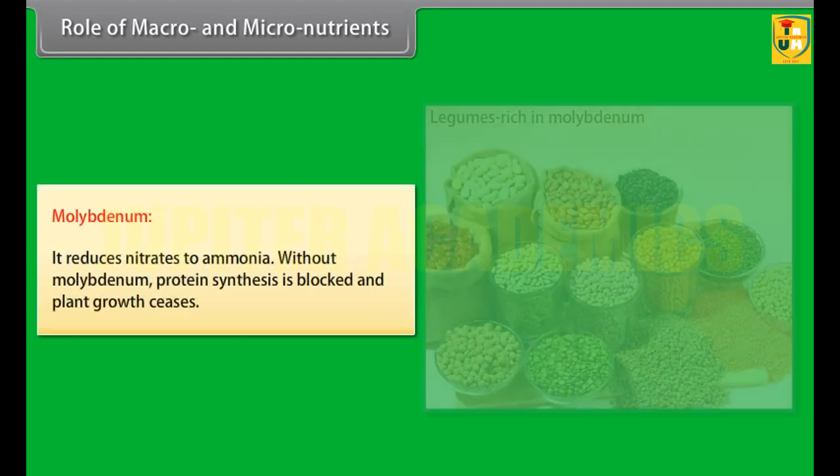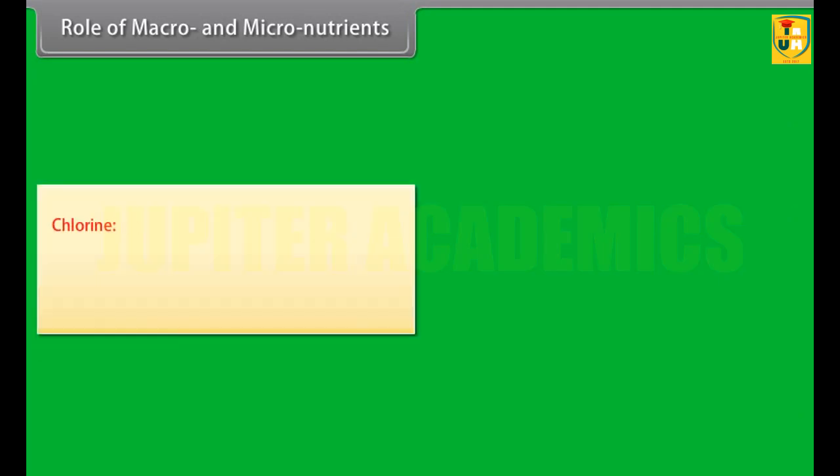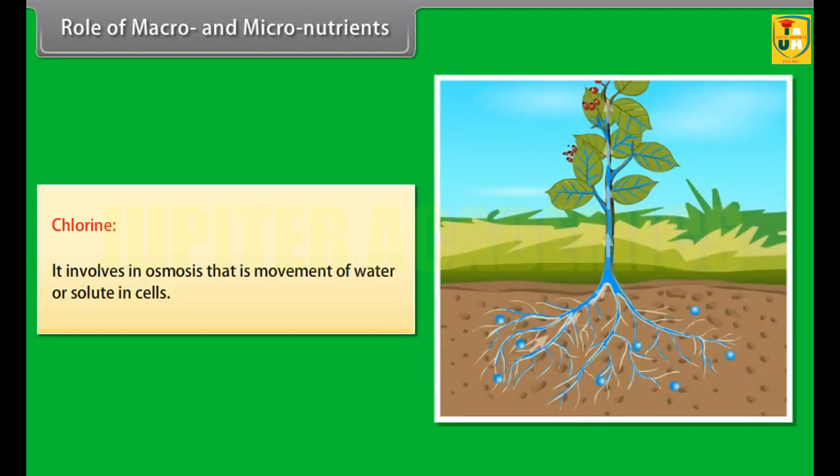Molybdenum. It reduces nitrates to ammonia. Without molybdenum, protein synthesis is blocked and plant growth ceases. Chlorine. It is involved in osmosis, that is, movement of water or solutes in cells.